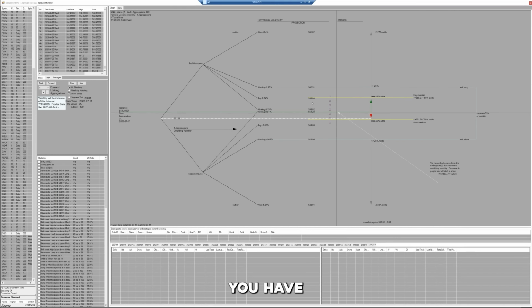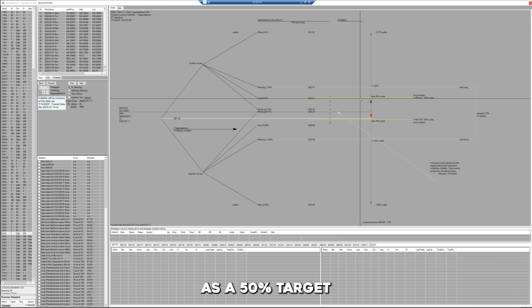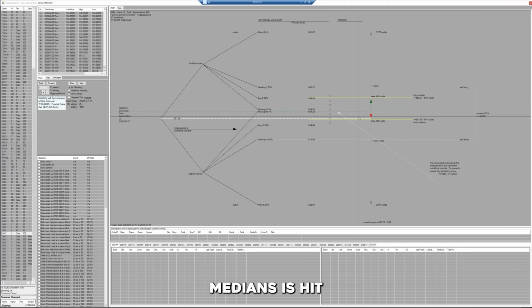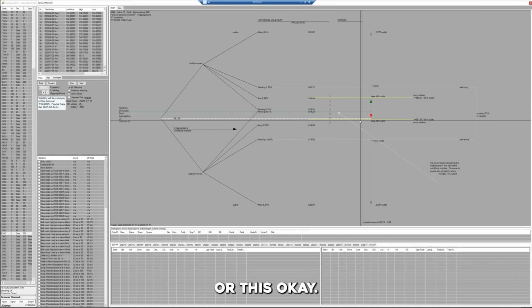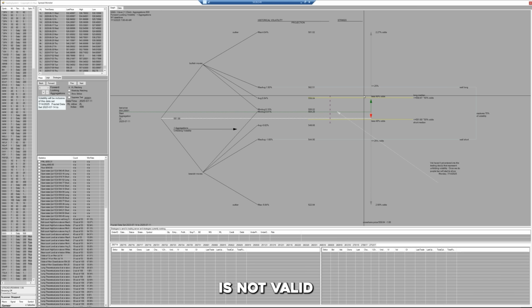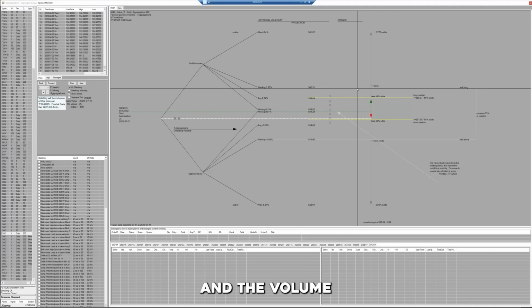Let's say that you have a bullish bias and you're looking for a target, and you have the median as a 50% target. 50% odds to reach it and to break it. Does that make sense? Either median is hit, there's a 50% chance. And also there is a 90% chance that either of these medians is hit, like it can be this one or this one. But this rule is not valid for the walls. I hope the median is understood.